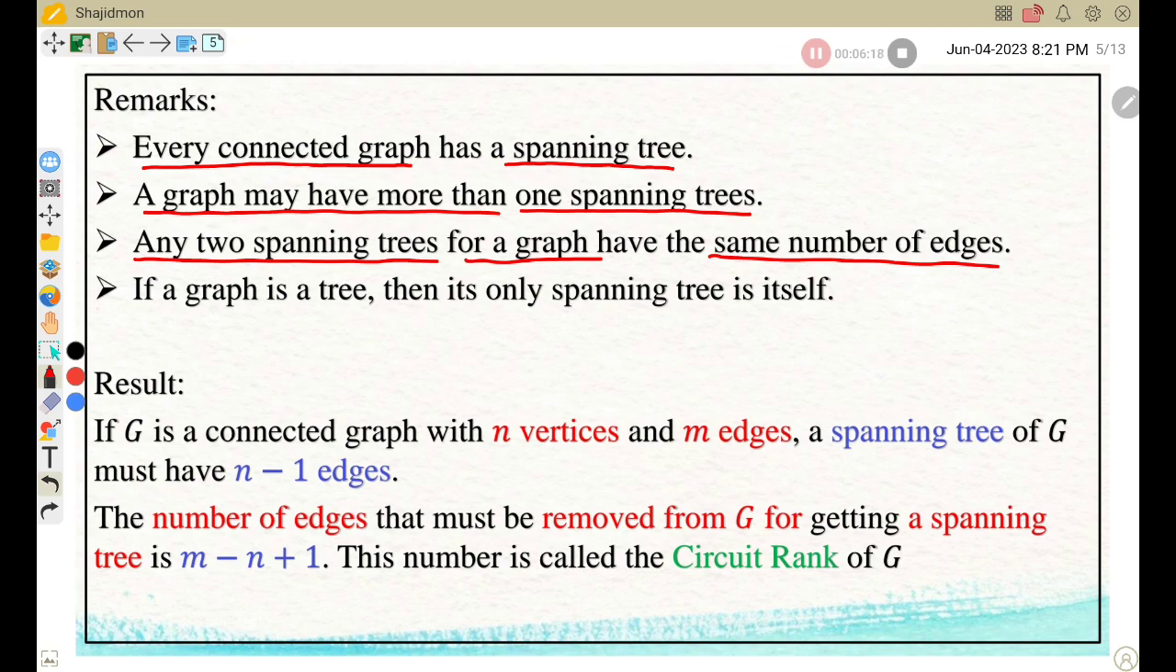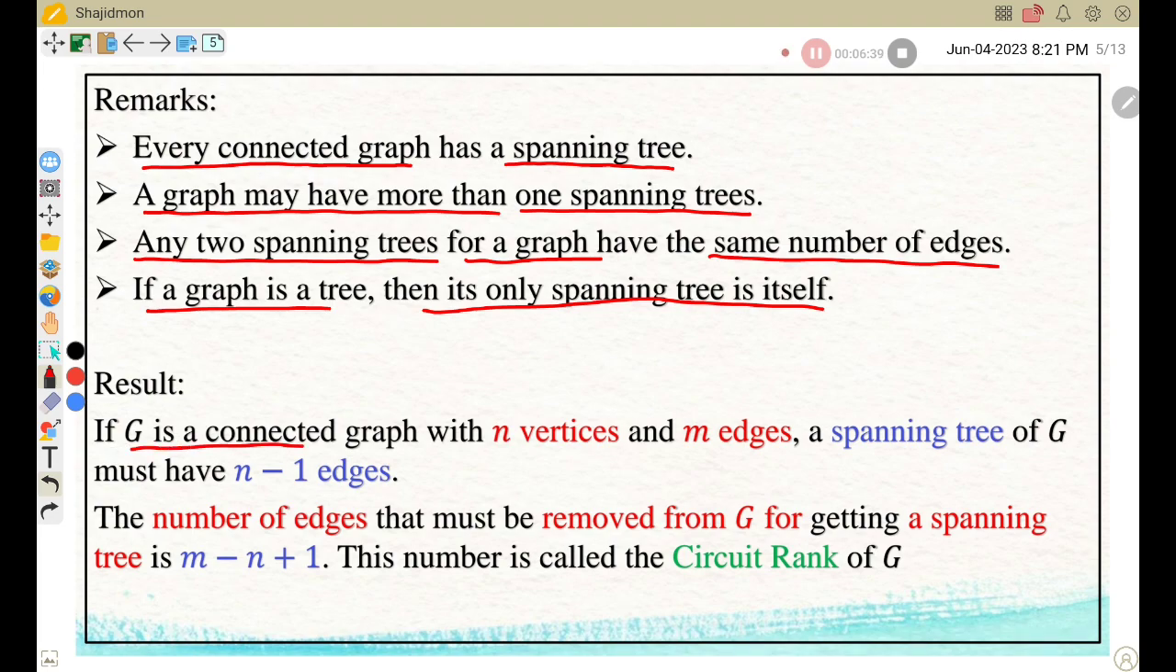Now the fourth point: if a graph is a tree, then the only spanning tree is itself. If you are getting a tree as a graph, then the only spanning tree is the same graph itself. So that is the fourth condition. Now apart from that, we have two results. These two results are important results in spanning trees.